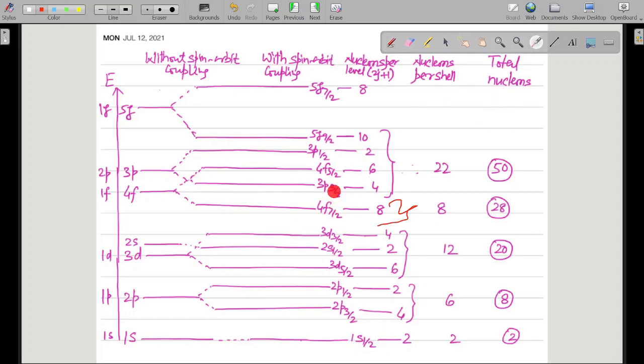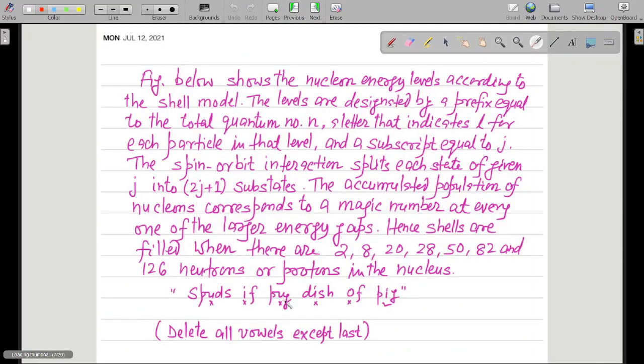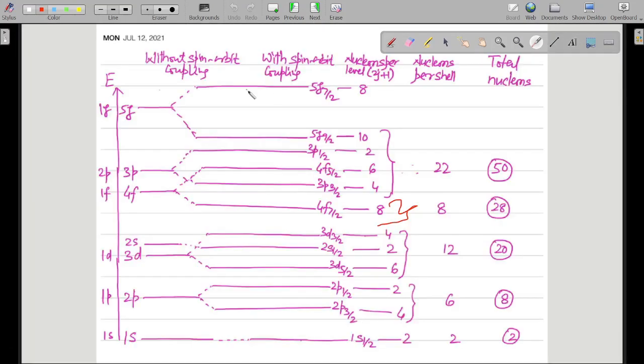Now from here till here, no magic number is encountered. So we will write the next shell, that is 5G. After P we are getting G through this trick. G will again split into 2. But we have to encounter a magic number. We have encountered 28, so we will keep on giving this bracket until we get 50.